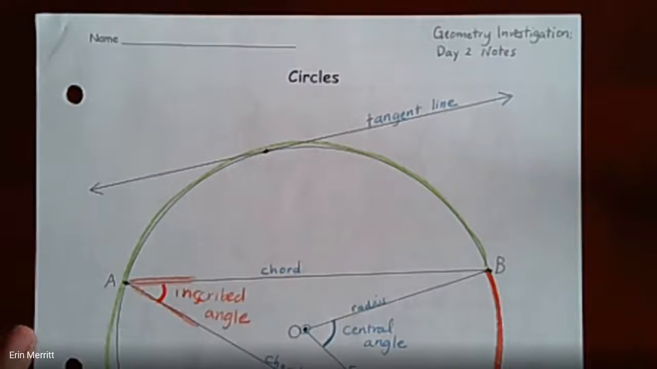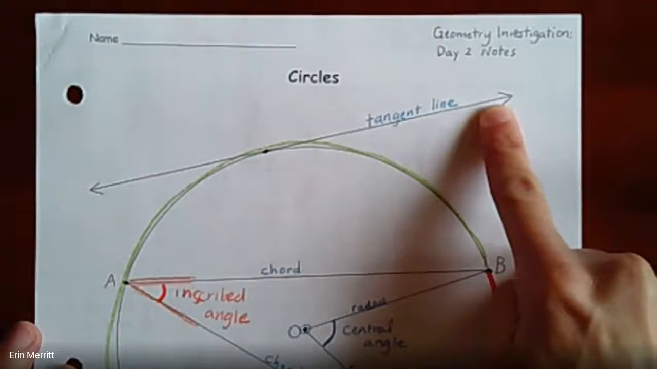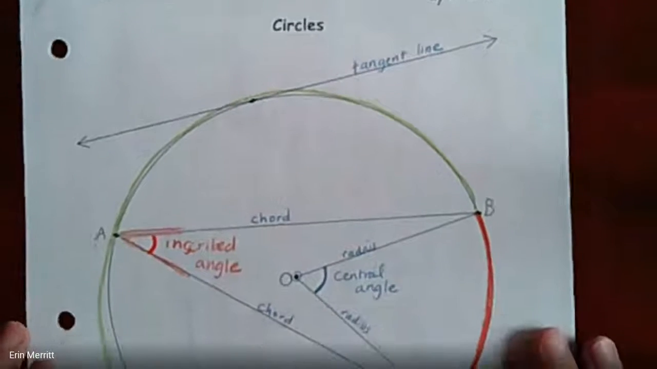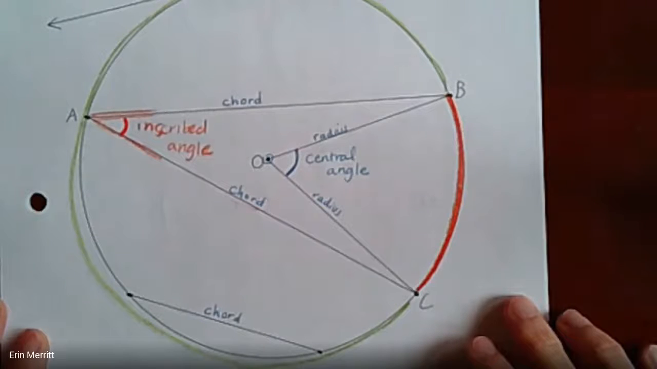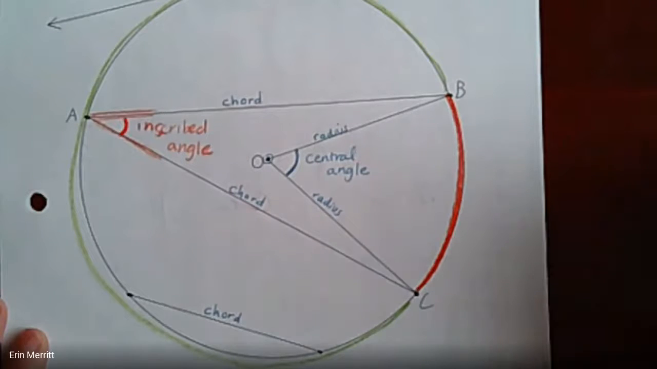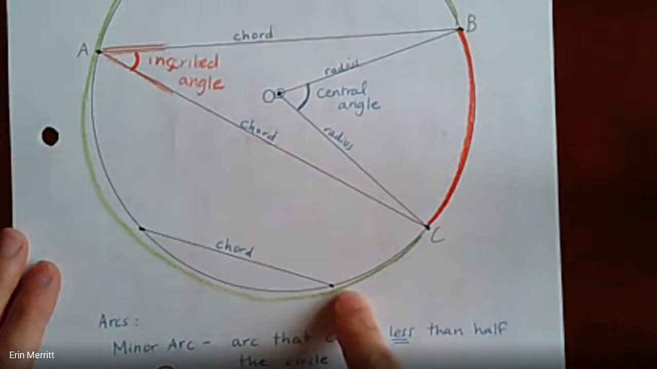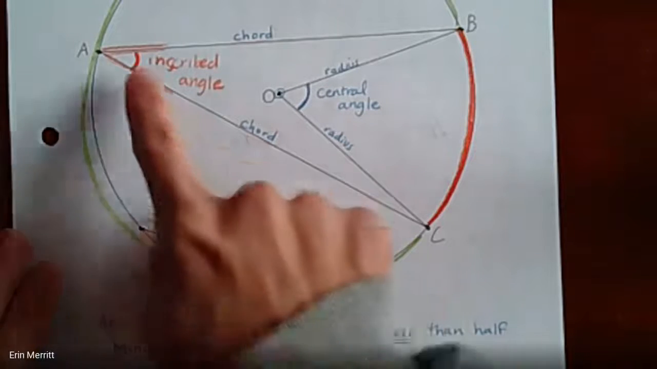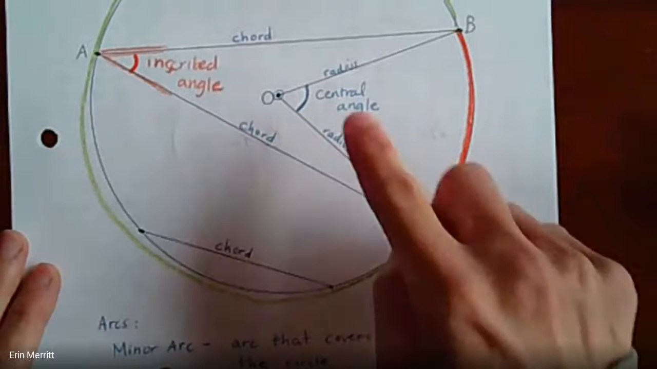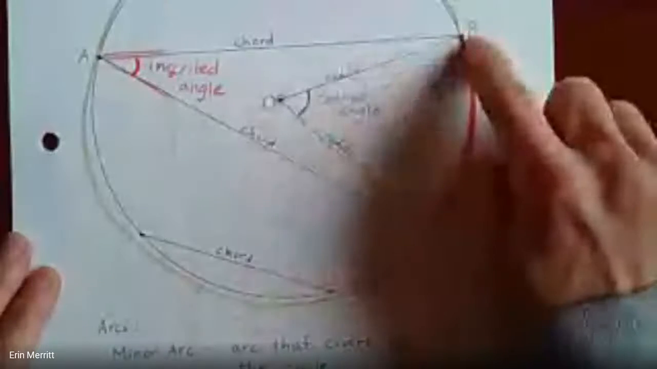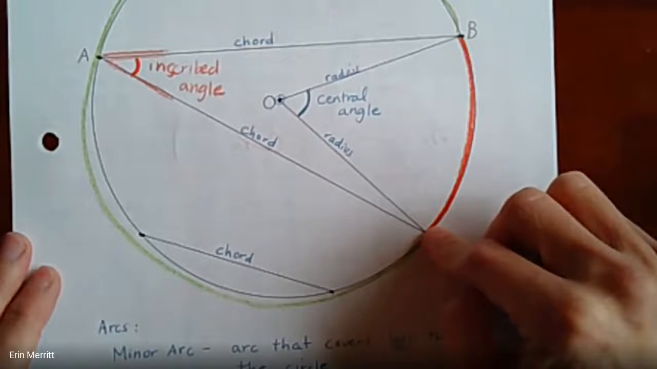So for some review from yesterday's notes, the line across the top, that's a nice tangent line because it just hits at one point. There's multiple chords drawn into the picture. Remember, a chord is any segment whose endpoints are on the edge of the circle itself. So this is a chord down here. These would also count as chords here and here. And then from the center O out to point B or out to point C, those are both considered radii.